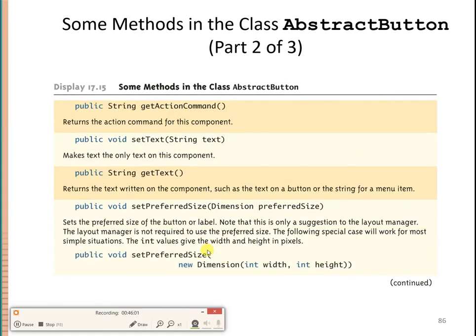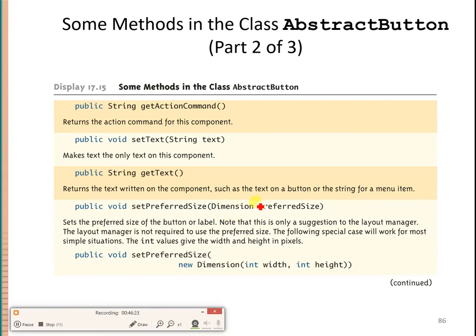Get action command, which we have used. Set the text, we can set the text for these items, if you want to maybe change the text. Get the text for these items, for the button or for the menu item. And then if you want to change the size, we can call the method set preferred size, but we are not passing directly the width and height in this constructor.